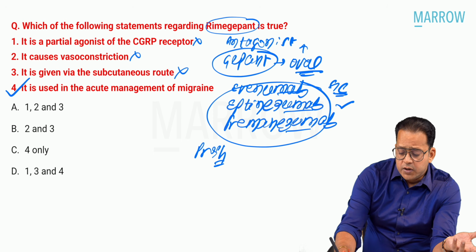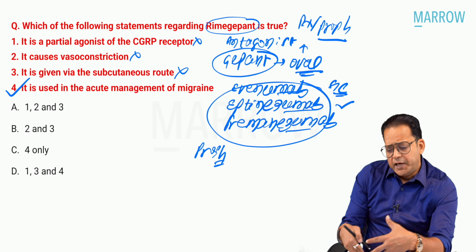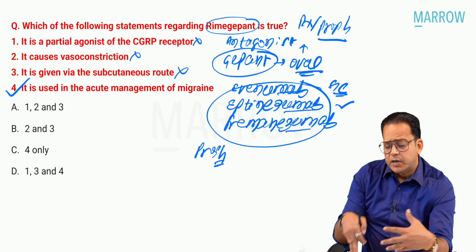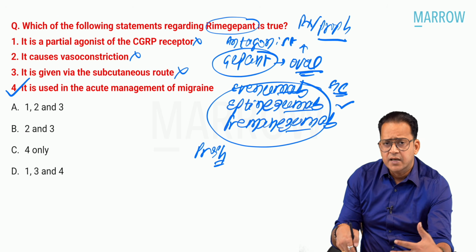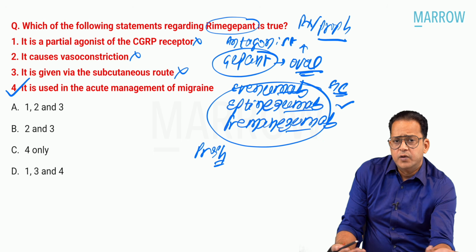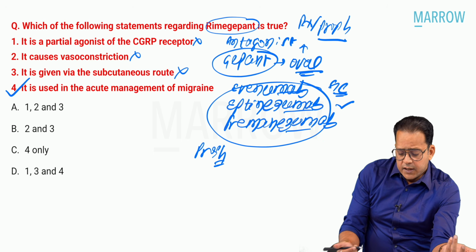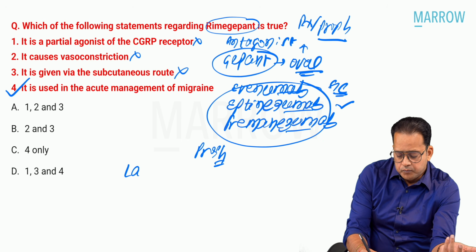Gepants, oral route, they are used either for treatment or prophylaxis. Some are approved for treatment, some are approved for prophylaxis, some are approved both for treatment and prophylaxis. Practically, logically, I can use for both, right?